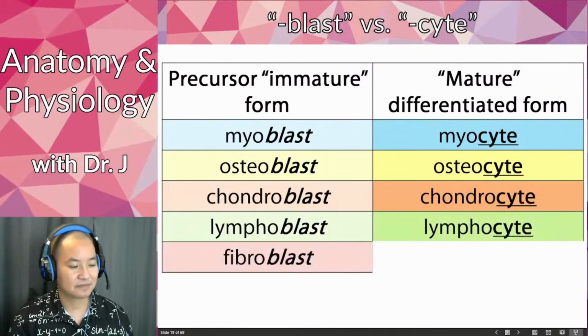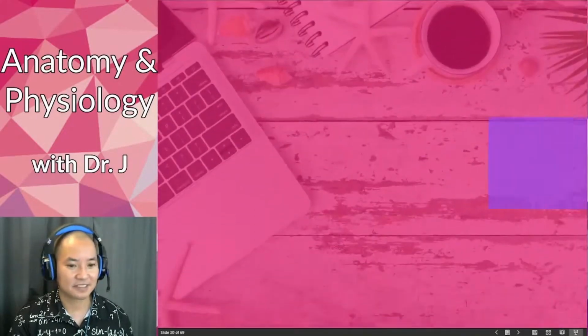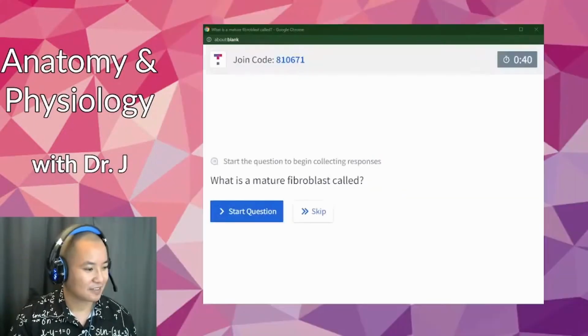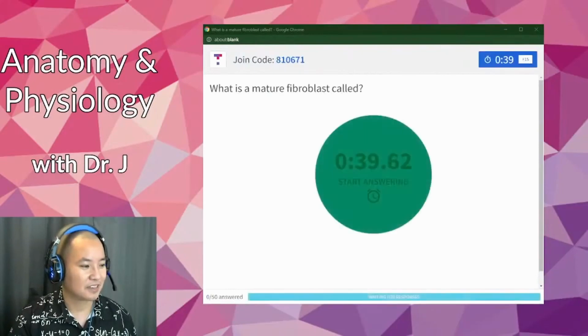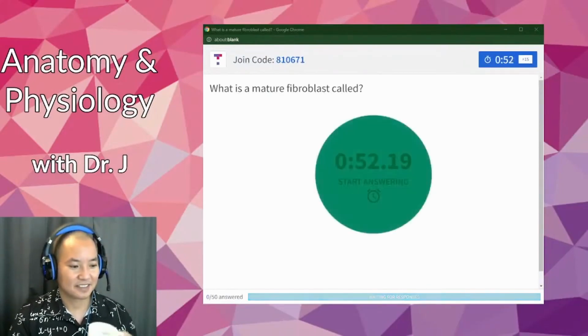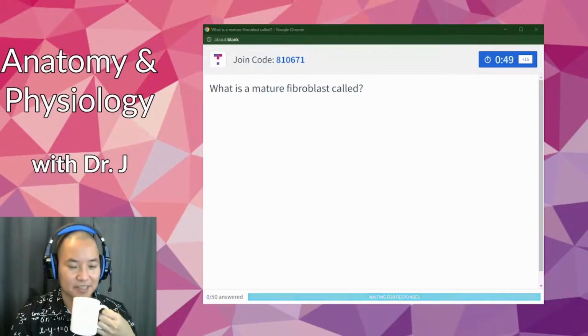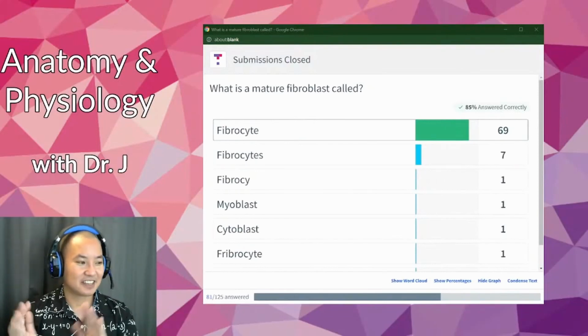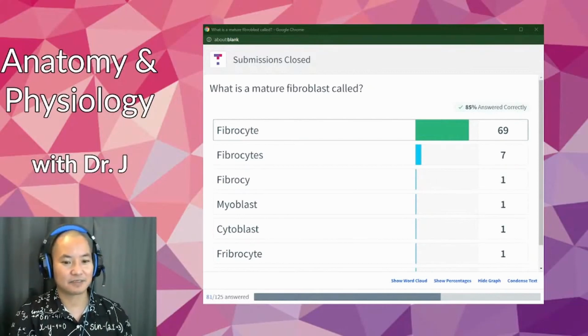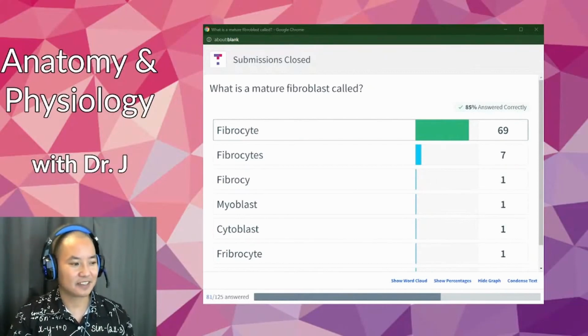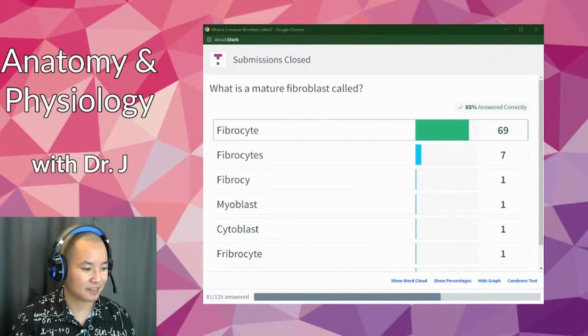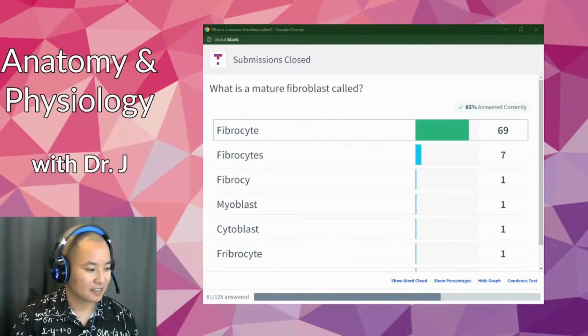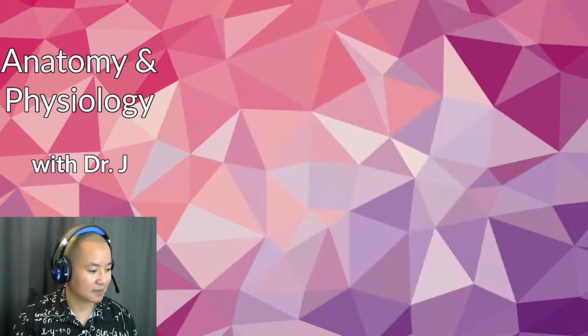Now fibroblasts, what do you think the mature form is? Let's go to Top Hat. So what should we call a mature fibroblast? This is a fill in the blank, so you have to type in something. Most of you said fibrocyte, and I'll accept fibrocytes as well. So again, if there's a blast form, that's the younger, immature form, and the mature form is a cyte. In this case, a mature fibroblast is a fibrocyte. Great. Okay, so let's go back to talking about our cells.